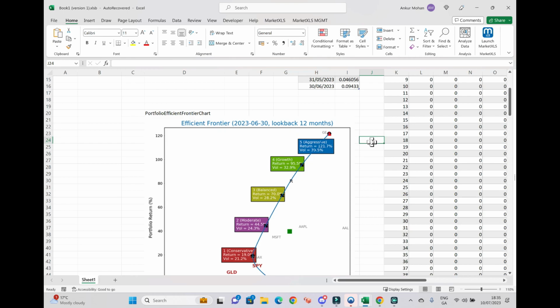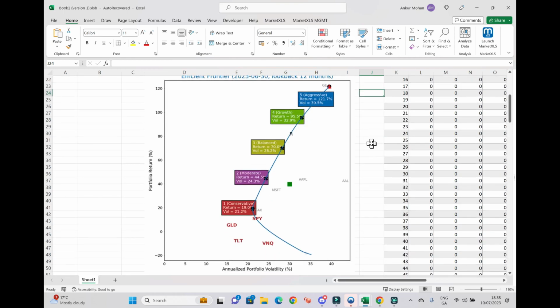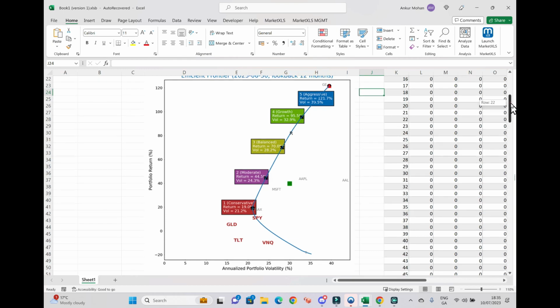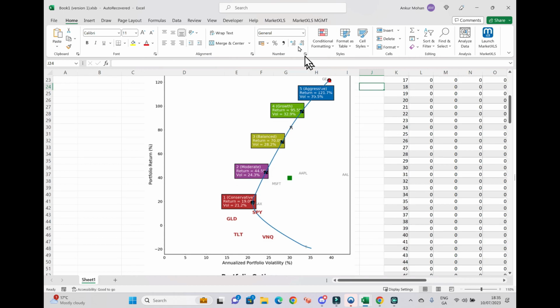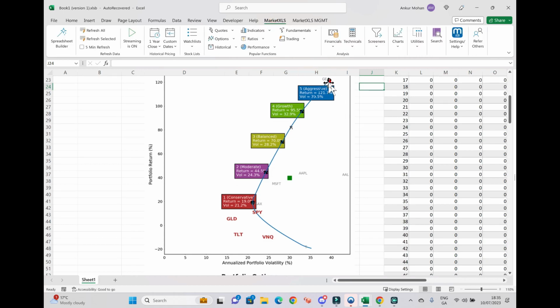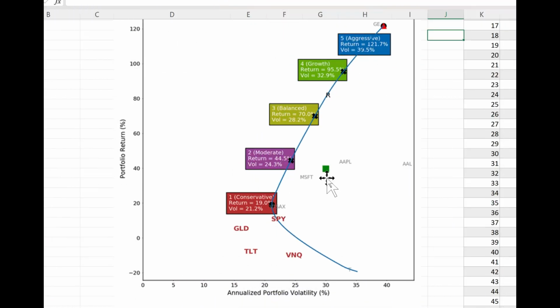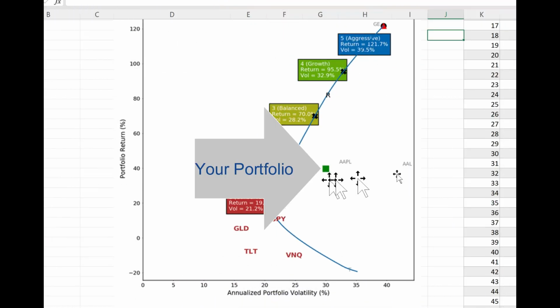Our next part will deep dive into our unique efficient frontier chart function, one of our most significant offerings, designed to help you effectively analyze your portfolio. Now, let's take a deep dive into the portfolio efficient frontier chart. The blue line on the chart represents the various combinations of risk, also referred to as volatility, and returns for different allocations of your portfolio into the symbols. The green square signifies your current portfolio's position on the efficient frontier.